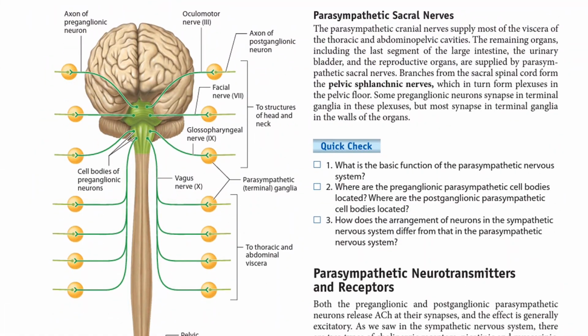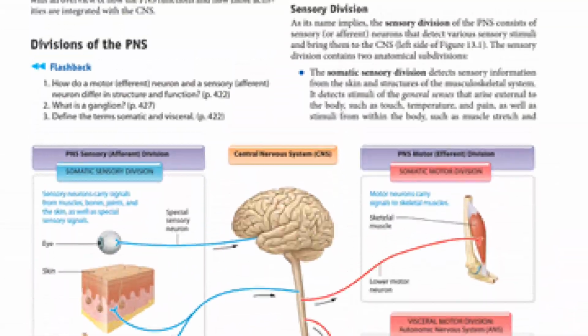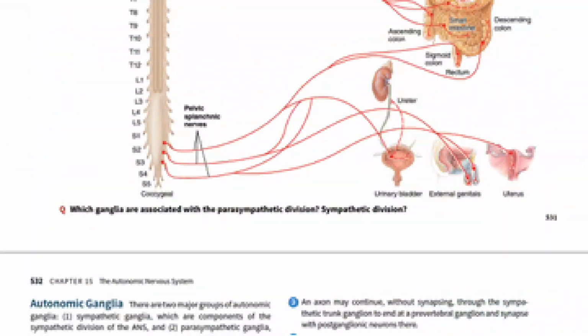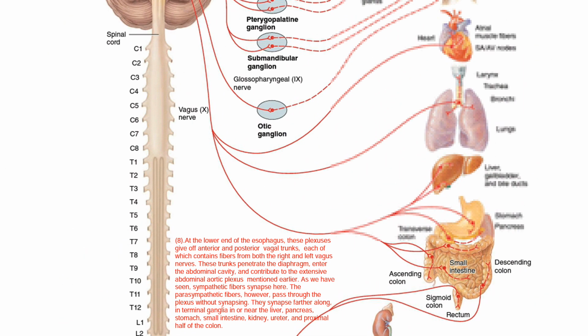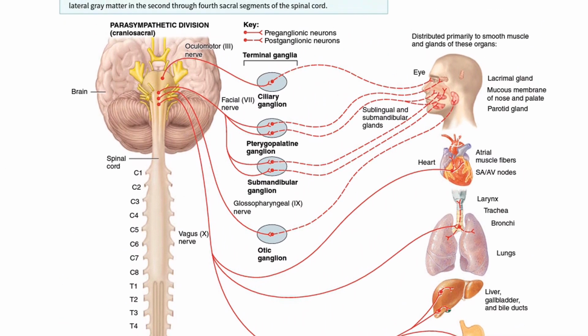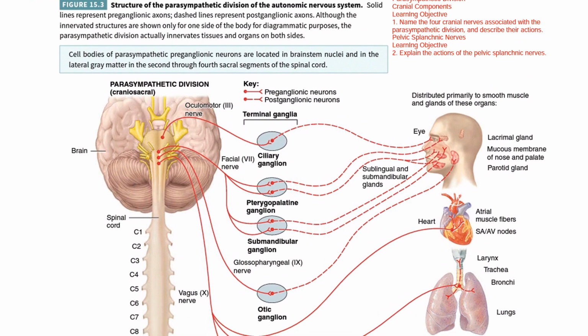So with this, we have completed our discussion on the parasympathetic division of the autonomic nervous system. I hope you have enjoyed this presentation lecture, and I also hope that it will be helpful in your exam preparation and also in your studies.